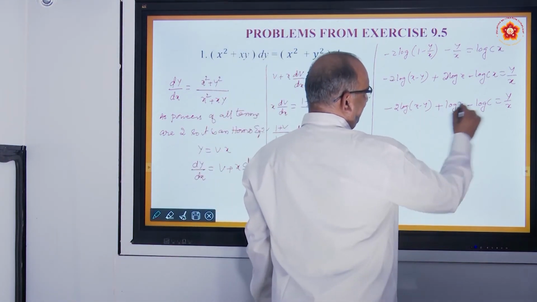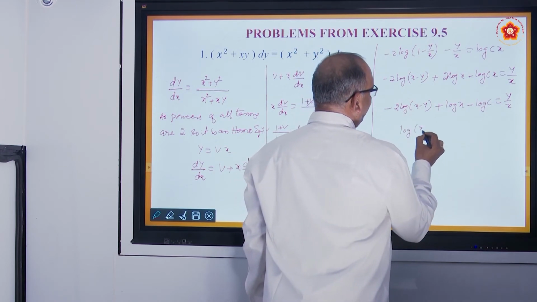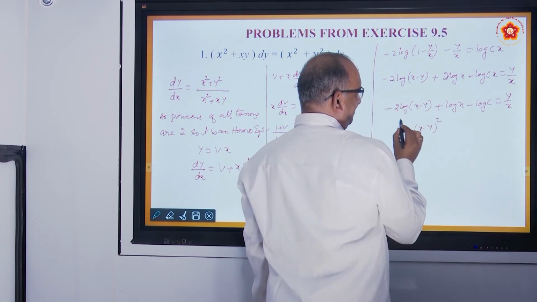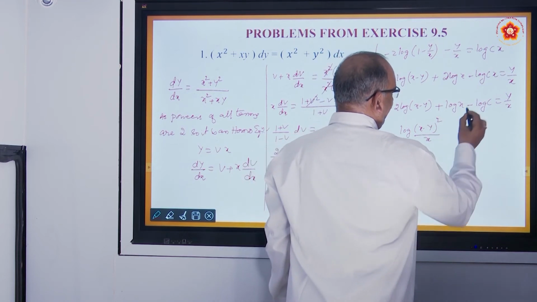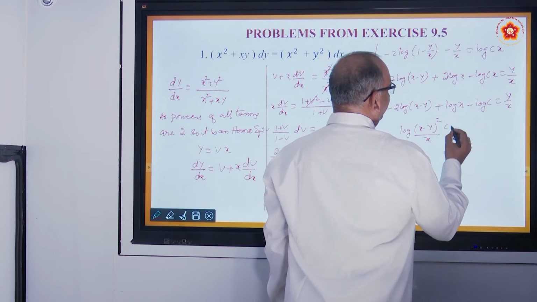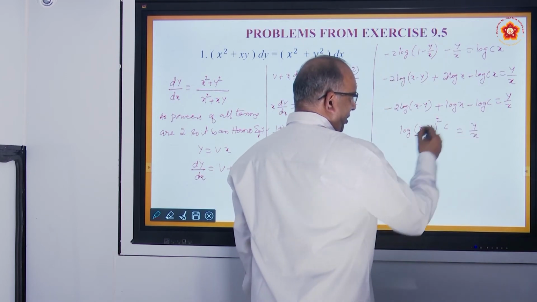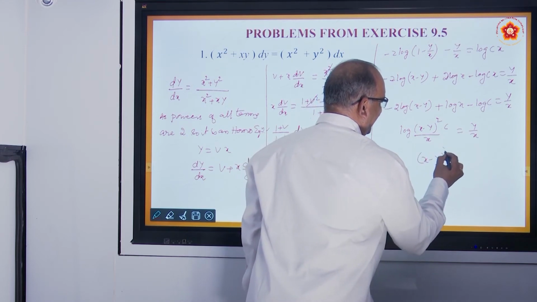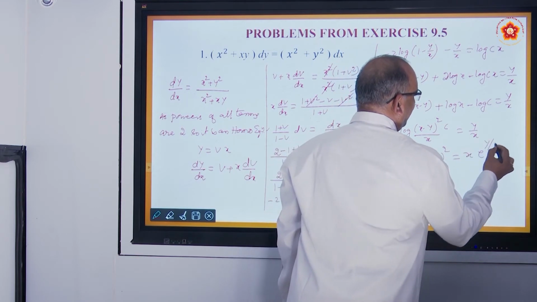If you multiply the whole thing with a negative sign, this can be written as log x minus y whole square. If you multiply with a minus sign, this will become plus, this will become minus, so you can say by x, and this will become c equal to y by x. Take log to that side, and it can be written as x minus y whole square into c is equal to x into e to the power y by x.